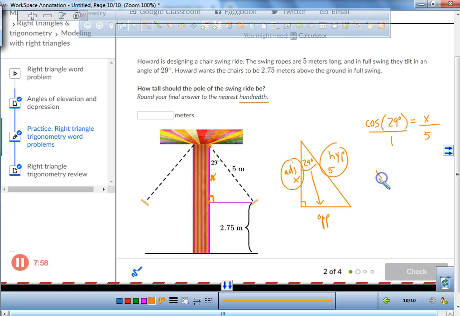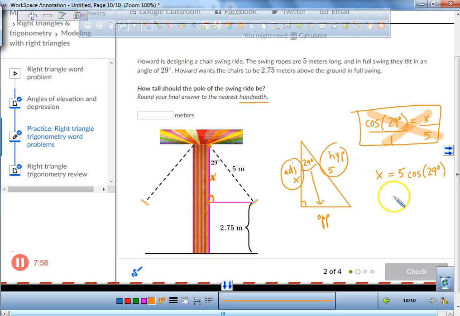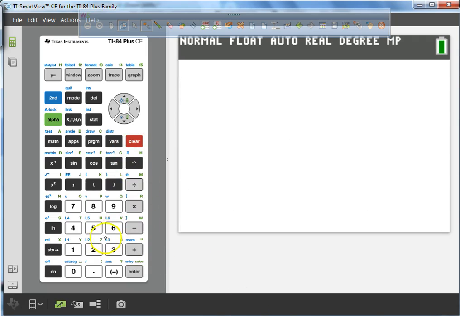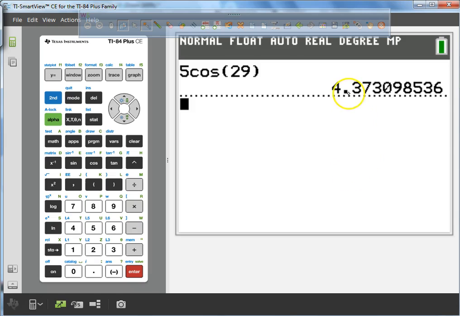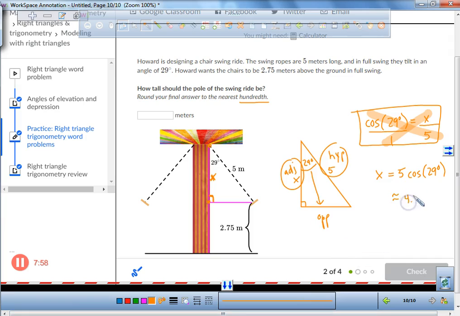So when I cross multiply, I get x equals. Now if you're wondering what the heck I'm talking about, cross multiplying: x times 1 is x, and I'm left with 5 cosine 29. I have to get that in my calculator. I can't do that in my head. Okay, so 5 cosine 29. I get 4.37. Okay, got it, 4.37.